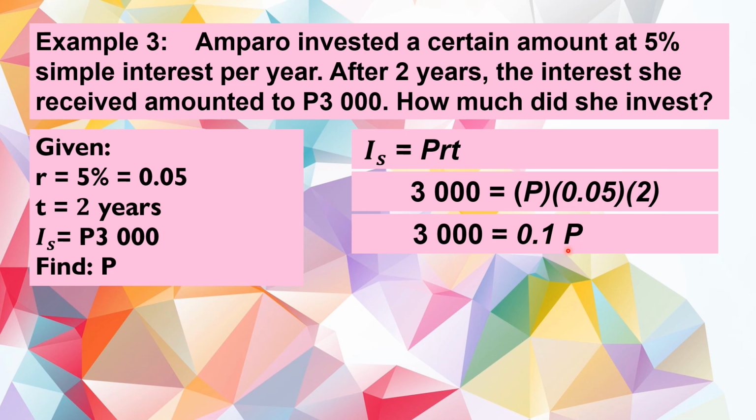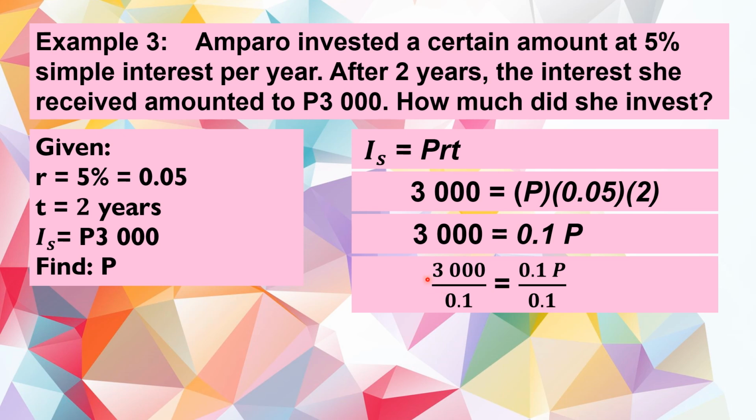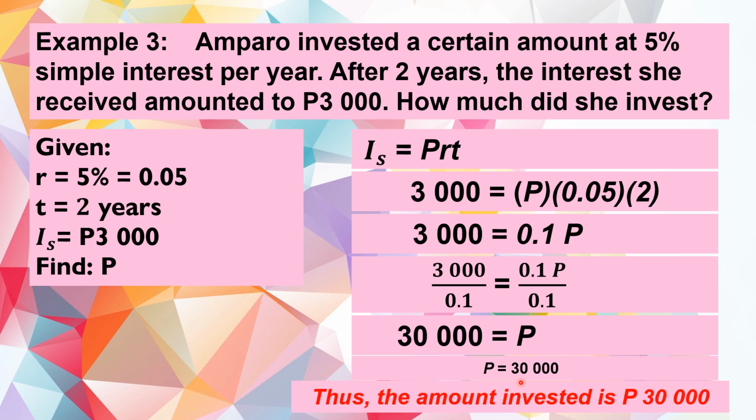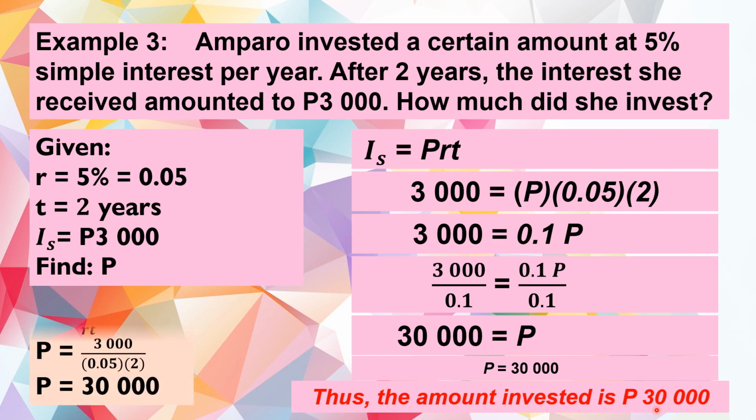So, para P lang yung matira, kailangan matanggal yung ating 0.1. So, para matanggal yung 0.1, we divide both sides by 0.1. So, 3,000 now divided by 0.1 is equal to 30,000. And 0.1p divided by 0.1, just cancel out 0.1, so ang natira ay p. Or, this can be written as p equals 30,000. Thus, the amount invested is 30,000 pesos.